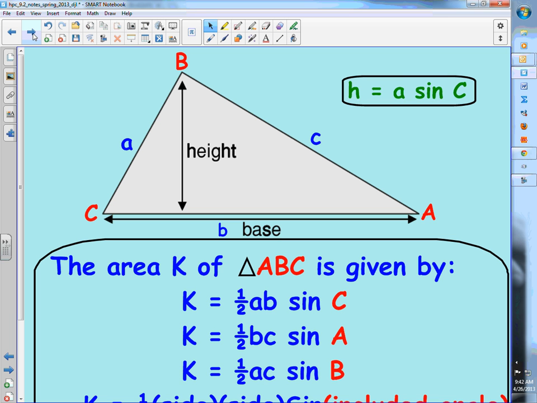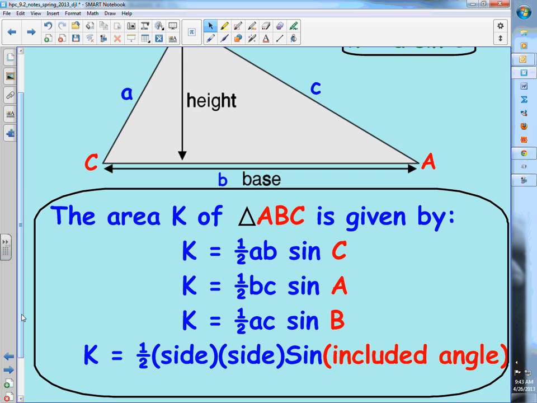None of which do I really know all that well. It gets convoluted for me. A, B sine C, B, C sine A, C sine B. It's just, I don't really want to think about that. So for me, I'm just going to do 1/2 of one side times another side times the sine of the angle in between.